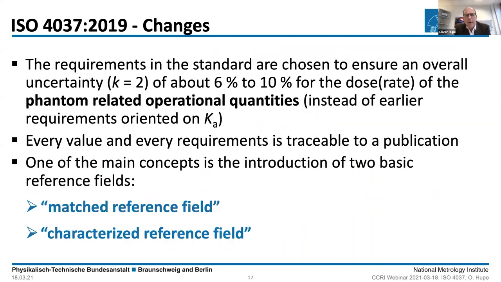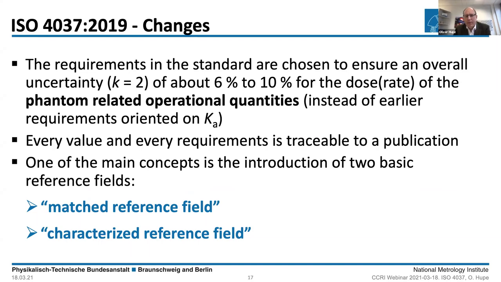The requirements in the standard are chosen to ensure an overall uncertainty of 6 to 10% for the dose rate of the phantom-related operational quantities, instead of air kerma as it was done in the 99 version. Every value and every requirement is now traceable to a publication. This was also not the case in the old version.